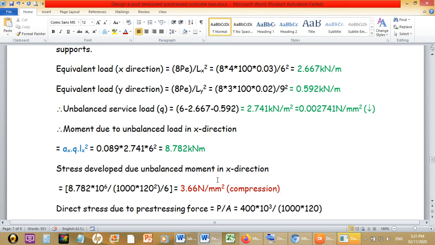So this is the moment due to the unbalanced load or the residual load. We have this one moment, and from that moment we get the stress.